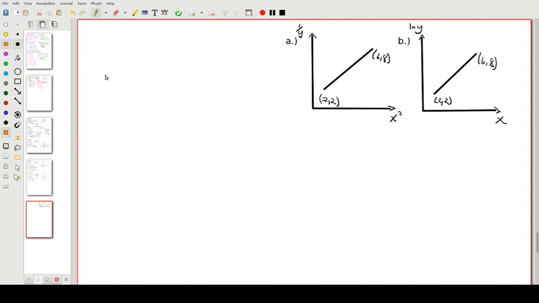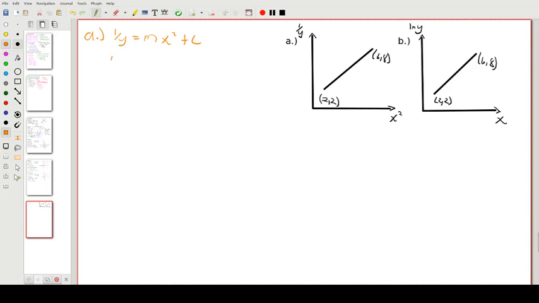So let's start with number A. We can see these are straight lines, right? That's something we're also told. So we know a straight line has the form y equals mx plus c, or actually we've got vertical axis equals m times horizontal axis plus c, the y-intercept, right?